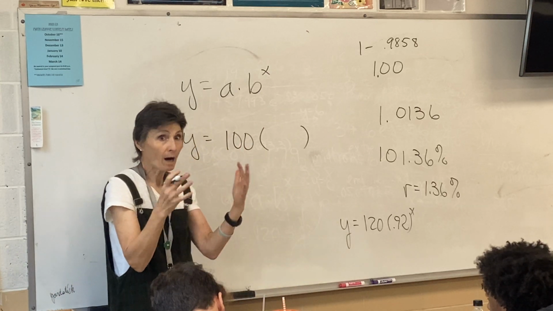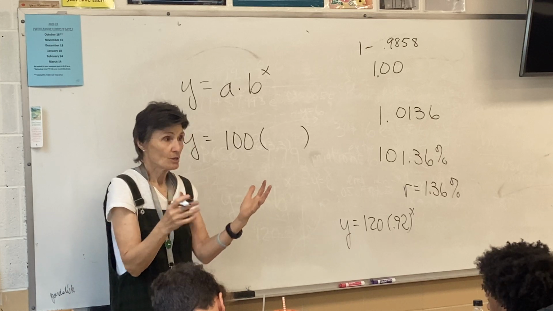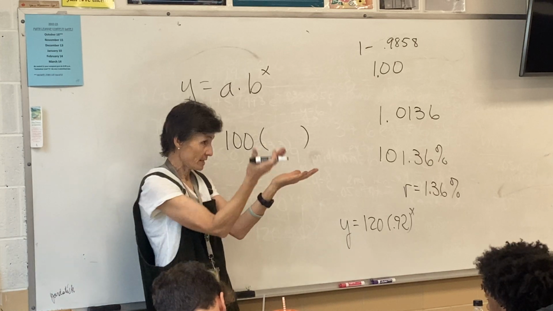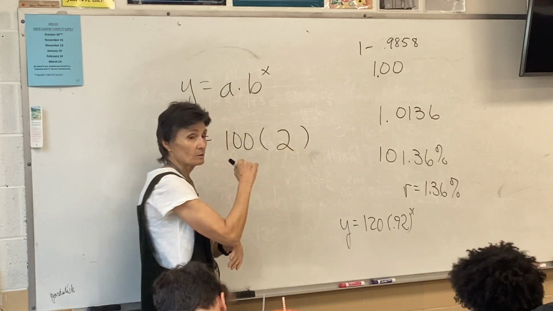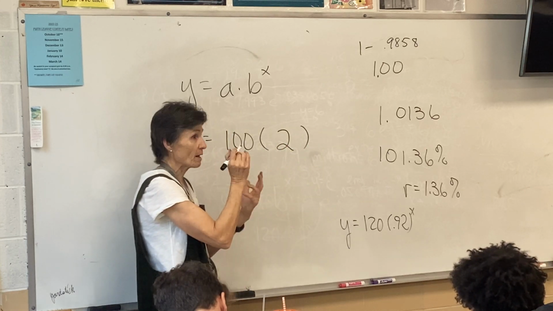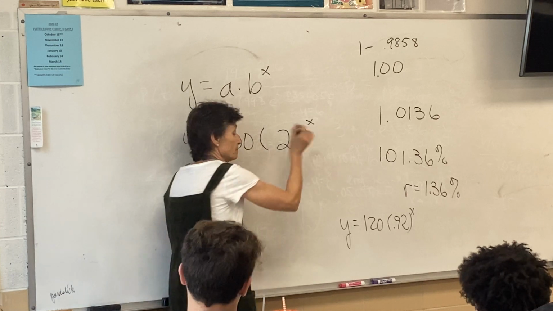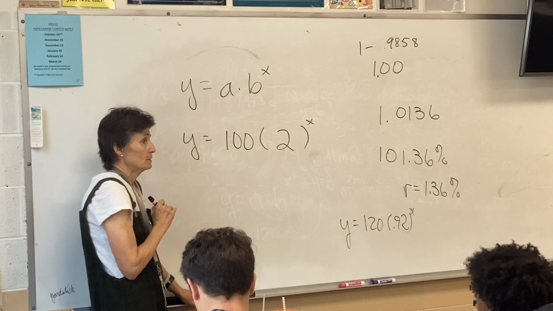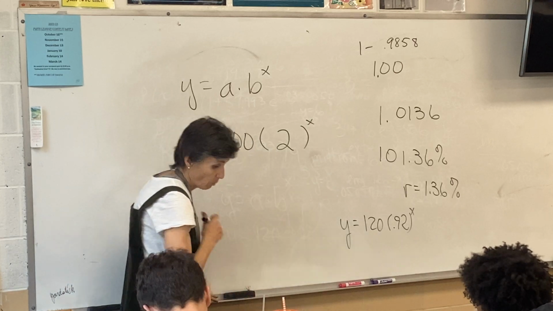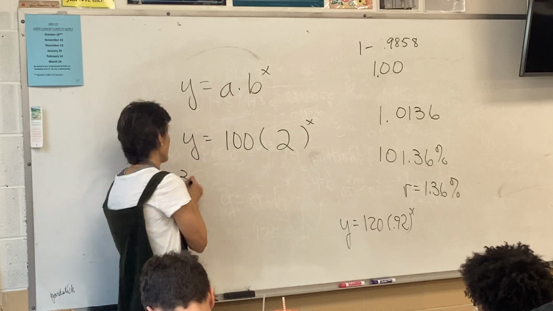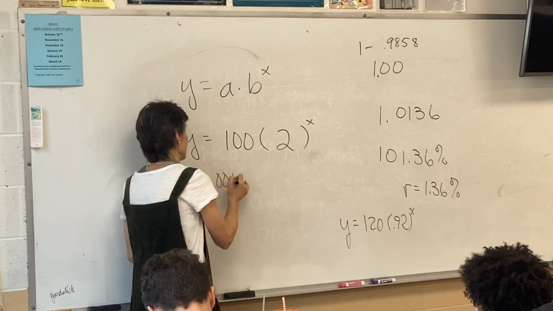Now, my population is doubling, which means it's going up by 100%, right? So I had the original 100 and then another 100. 2. So this is 2. Right? 2, I'm doubling, 2 to the x. And it says predict when the number of bacteria will be 350,000.